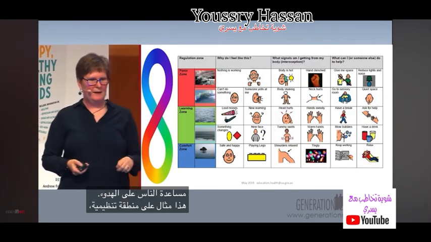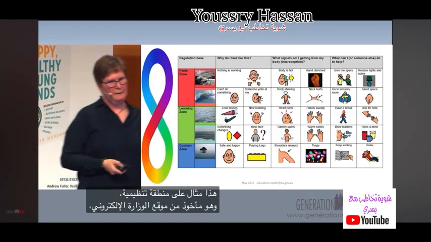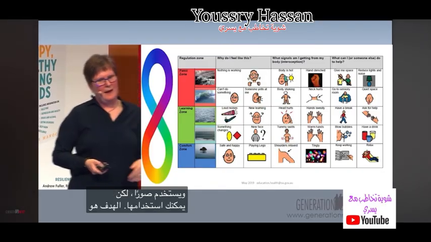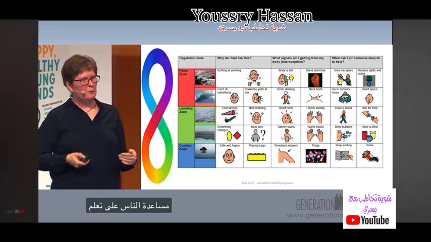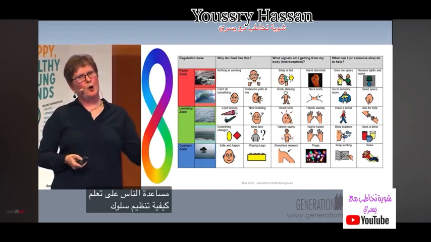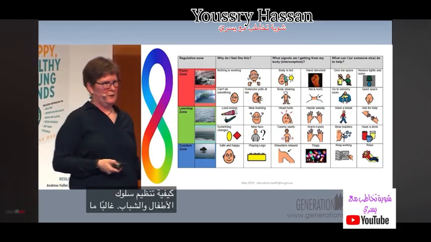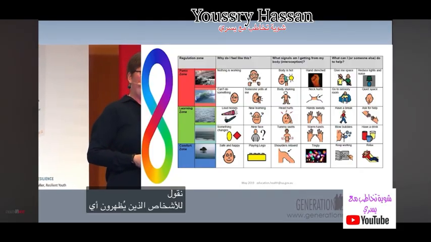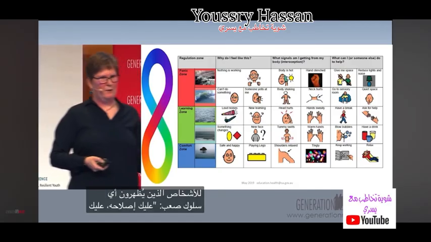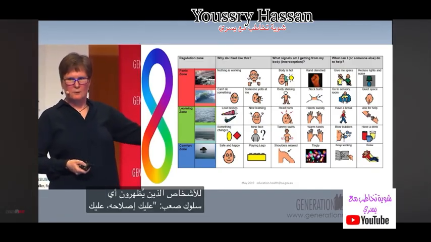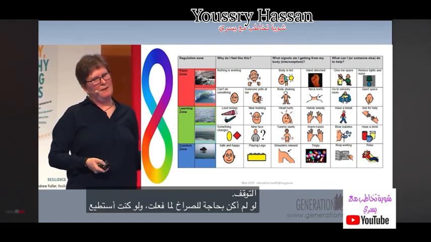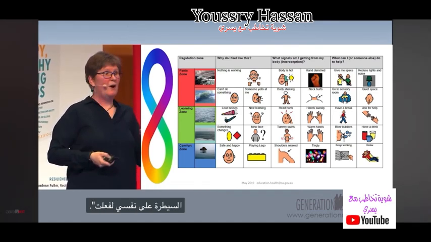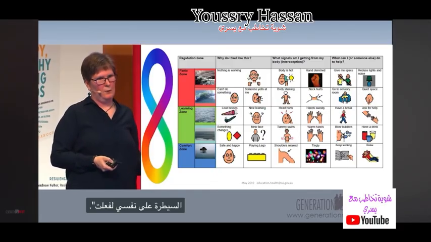This is an example of a regulation zone which is off the department's website. And this one is using pictures, but you can use words. And it's to help people to learn how to co-regulate the children and young people. We often say to people with any kind of challenging behaviour, you need to fix it, you need to stop. If I didn't need to yell and scream, I wouldn't. If I could manage myself, I would.